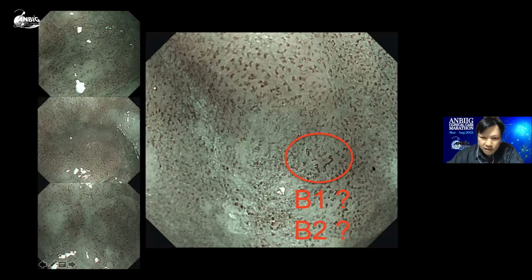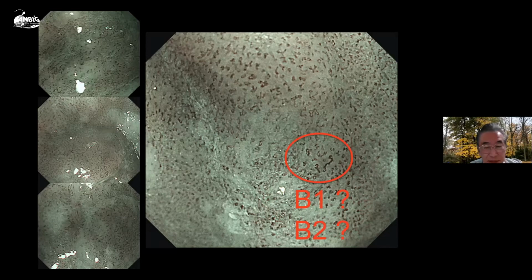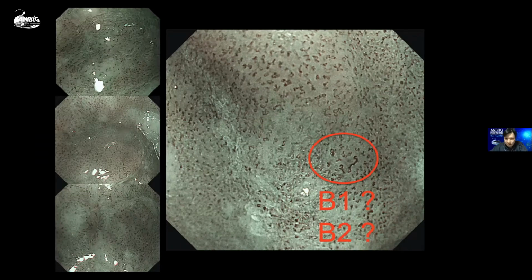What's the opinion from other experts? So can I comment on that? Yes, Professor Inoue. I'm Haru. So I totally agree, Dr. Lee. Most of this is a typical magnifying NBI image.